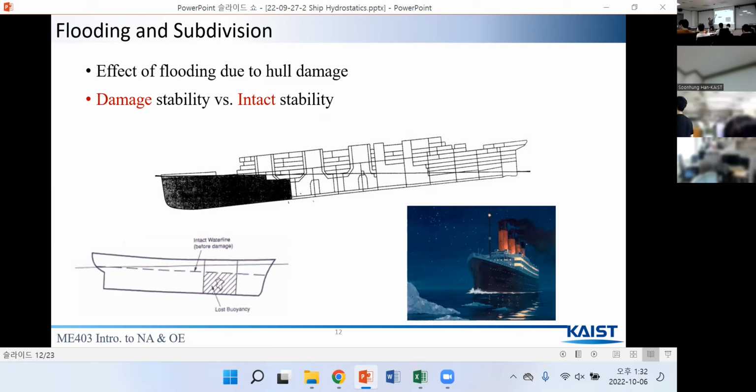So this is damage from flooding and subdivision due to hull damage. We call this damage stability. Before that, it was intact stability without damage. But still we need to keep the ship stable even though there is damage. So when there is a crack and a single compartment or room is filled with water, the ship should still be stable and safe. That is a regulation. We call this the floodable length. How long can the crack be? For this ship, a 10 meter crack is okay. We call this the floodable length.